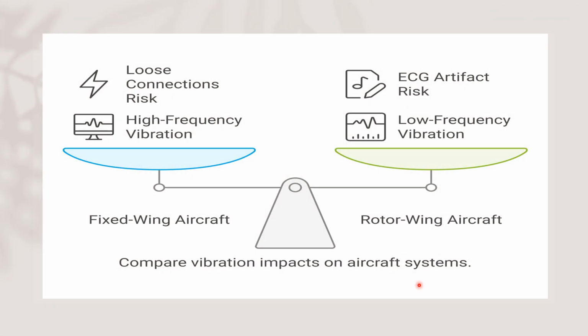We have two types of flights, and each one has its own vibration and impact on the aircraft system. First one, fixed wing aircraft. It will have high frequency vibration, which will lead to loose connection risk. Rotary wing aircraft will have low frequency vibration and more ECG artifact risk.